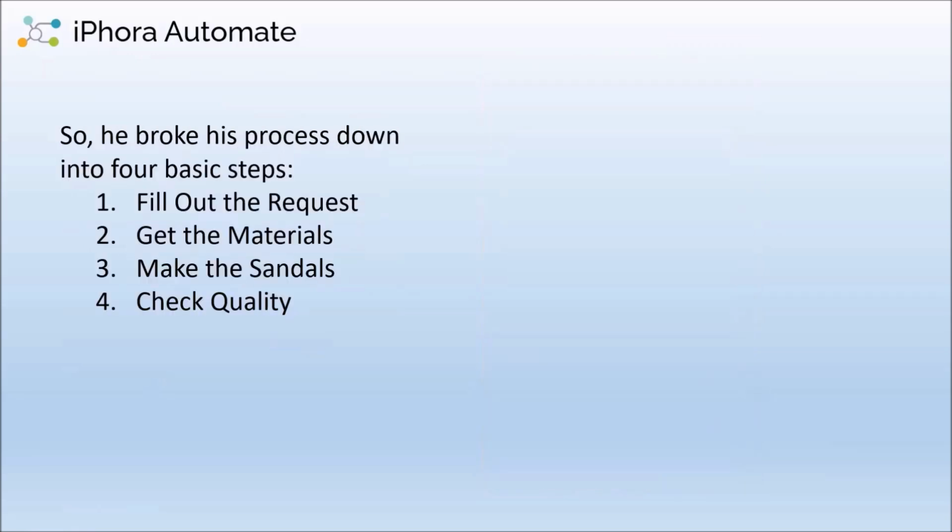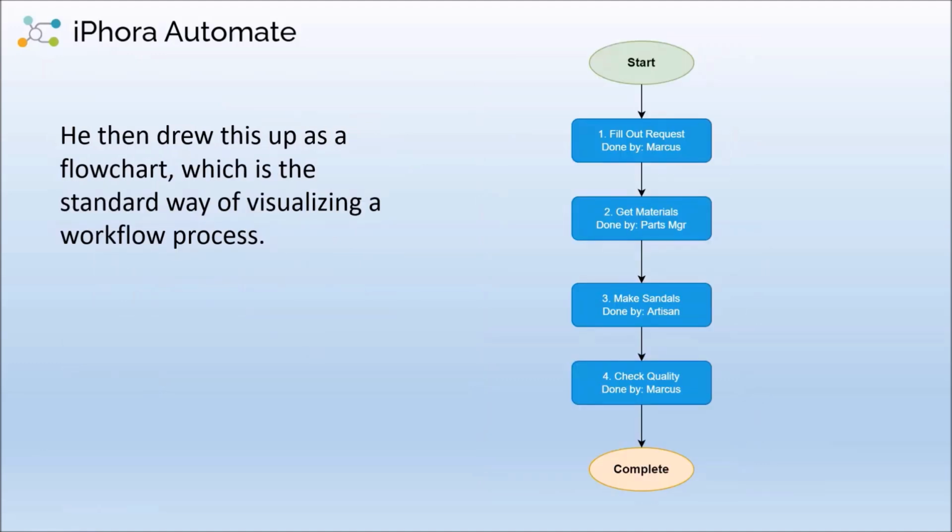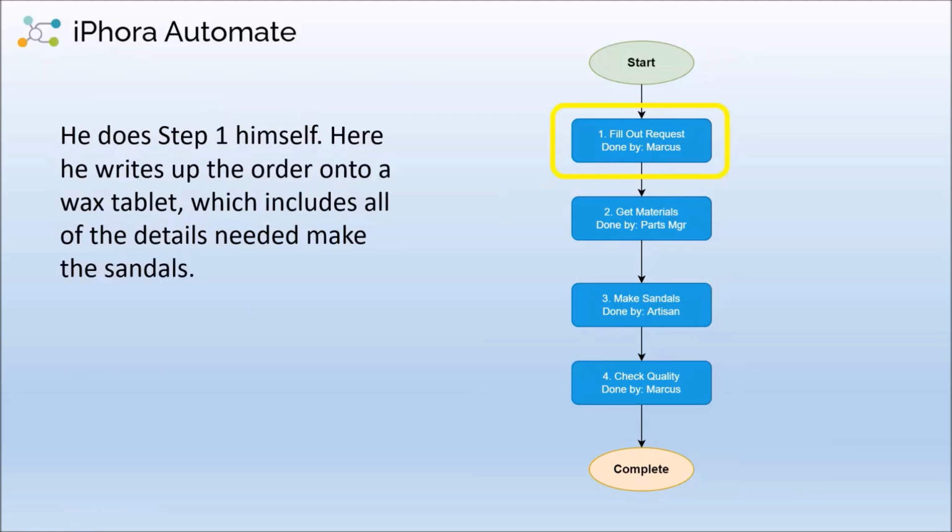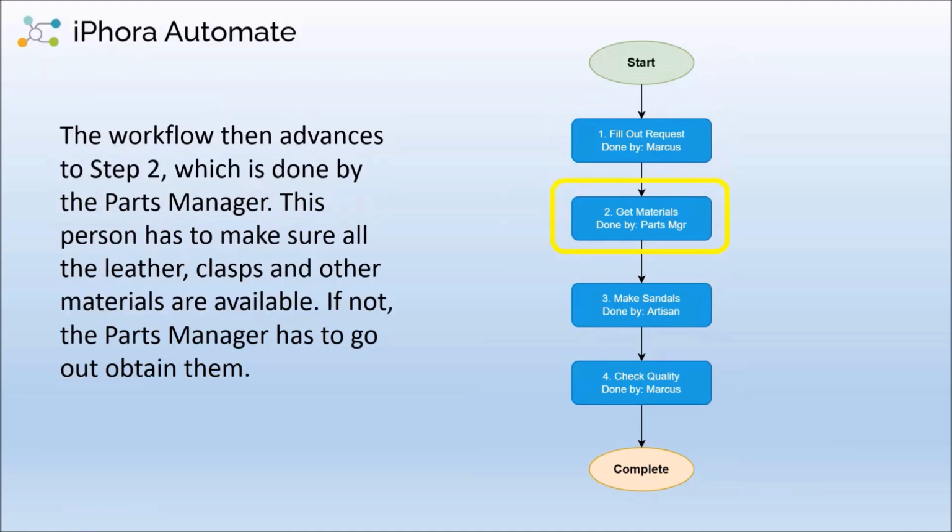So he broke his process down into 4 basic steps: fill out the request, get the materials, make the sandals, check quality. He then drew this up as a flowchart, which is the standard way of visualizing a workflow process. He does step 1 himself. Here he writes up the order onto a wax tablet, which includes all of the details needed to make the sandals. The workflow then advances to step 2, which is done by the parts manager.